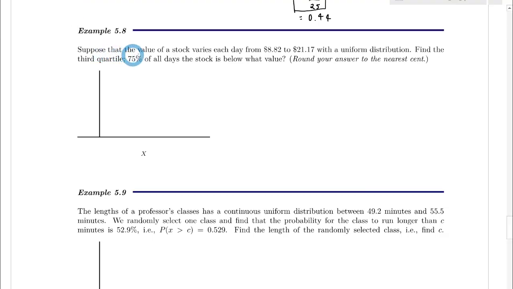So suppose that a value of a stock varies each day from 8.82 to 21.17 with a uniform distribution. Find the third quartile. 75% of all days the stock is below what value? Round the answer to the nearest cent. So this is kind of involved. We have a lot of information. The first thing we want to do is always draw the figure.